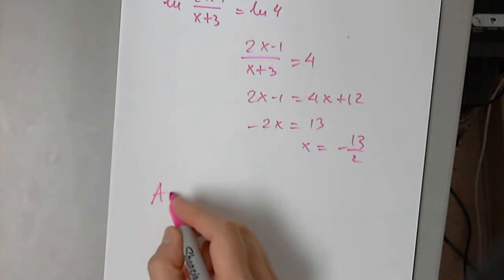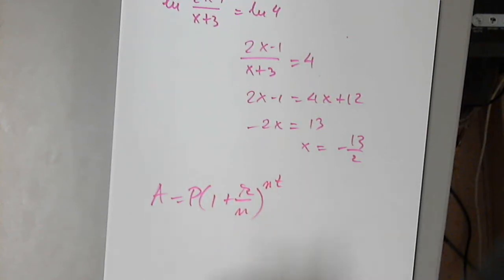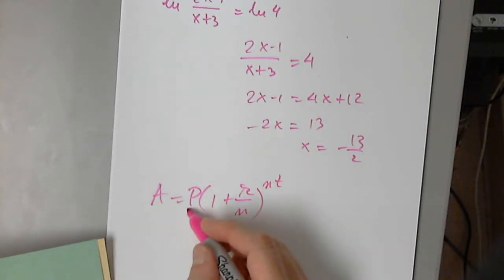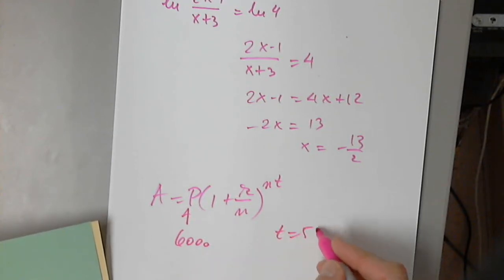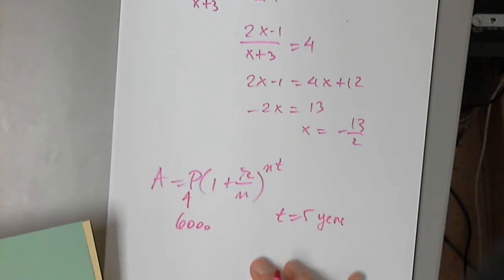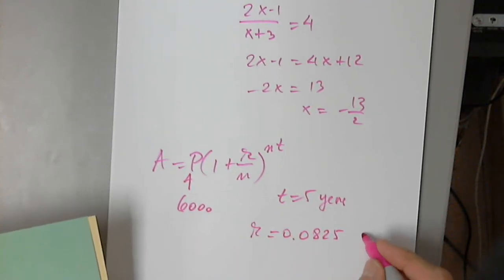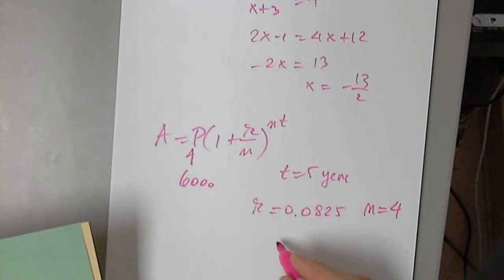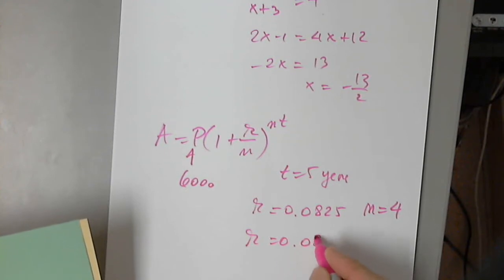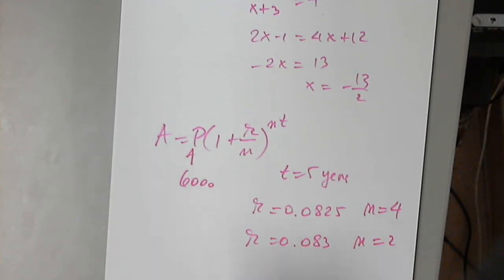Now the other form, we were given the model, of course, 1 plus r over n, raised to nt. And we were given two conditions. So this was 6,000. T was 5 years. And the interest rate was once 0.0825 compounded quarterly, which means n is 4. And the other one was 0.083 compounded semi-annually, which n is 2.